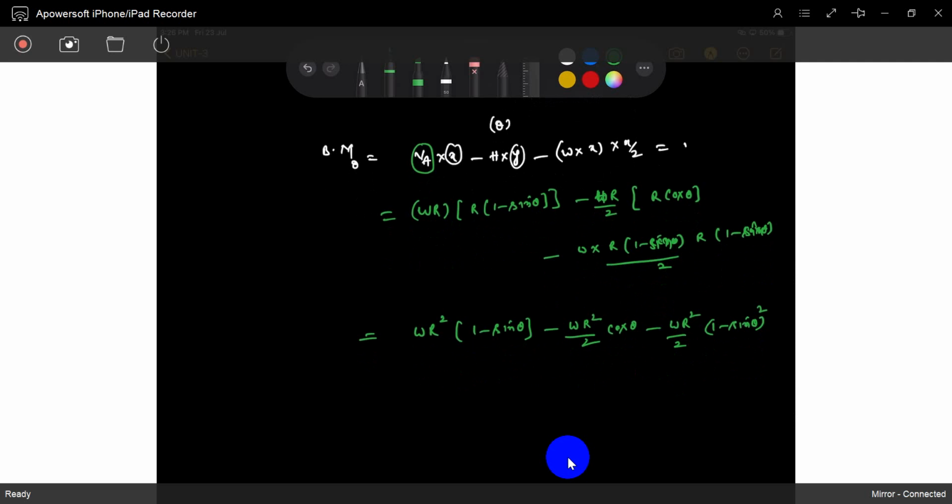If you want to solve it, just solve it at that location. Can you solve it? See, I will solve it.